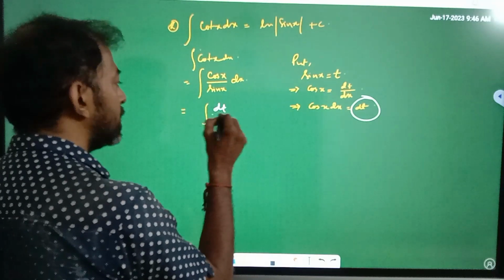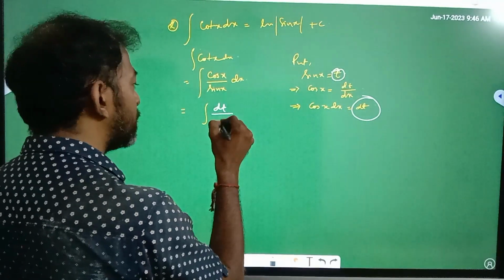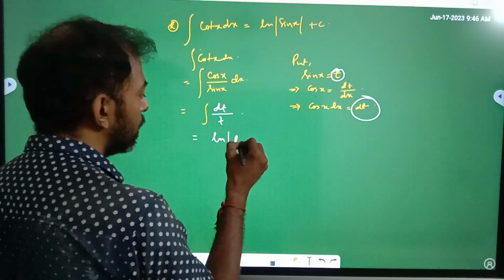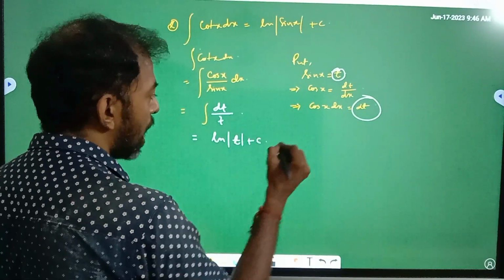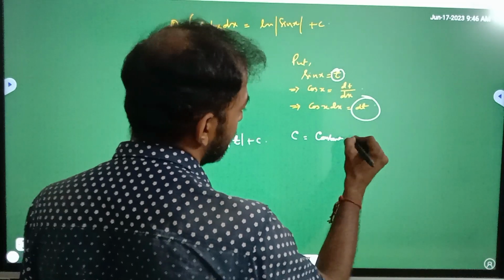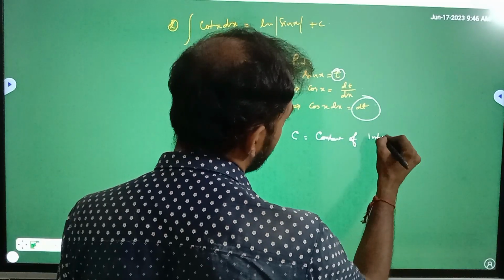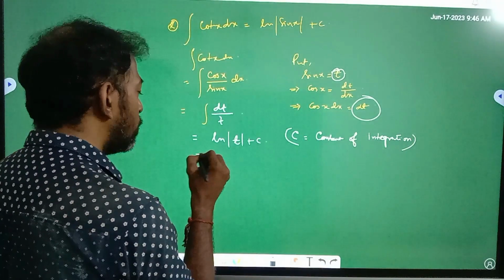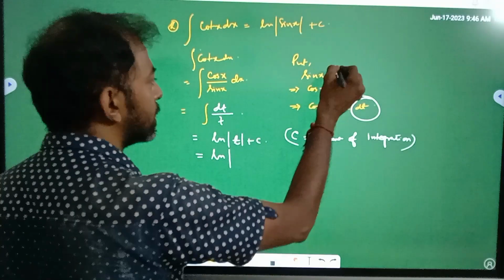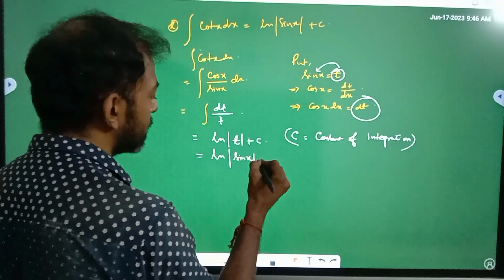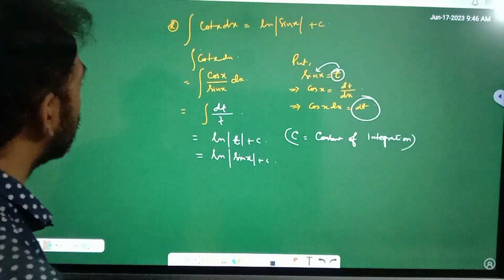So that is dt, and sin x equals t. So dt by t, the integration of dt by t, will be log modulus t plus c, where c is the constant of integration. Now the value of t is clearly sin x here, so the formula will be log mod sin x plus c. That's our second formula.